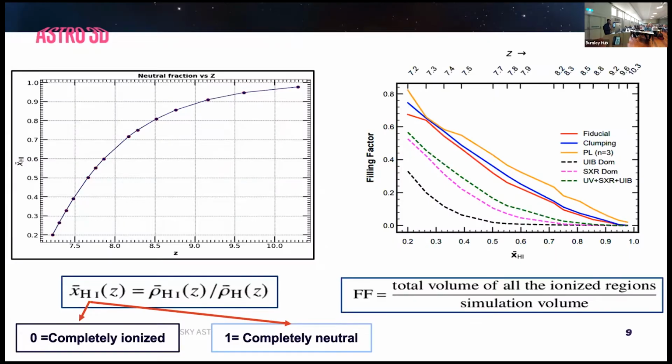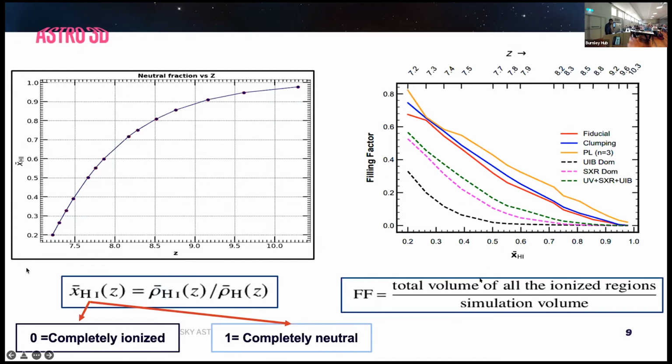Here on the left-hand side, I have shown the neutral fraction's variation with respect to redshift. In all our reionization models, we have kept our reionization history the same. So at any particular redshift, all our reionization scenarios will always have the same neutral fraction. But if you look at the right-hand plot here, we have plotted the filling factor with respect to the neutral fraction.